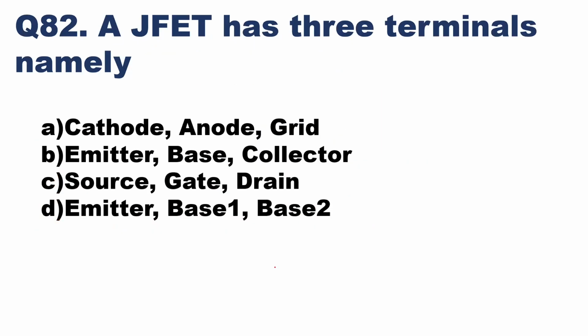A JFET has three terminals, namely: cathode, anode, grid; emitter, base, collector; source, gate, drain; emitter, base, on base. Out of these, the three terminals for a junction FET, that is field effect transistor, are source, drain and gate. So option C, source, gate and drain, will be the right answer, the three terminals of JFET, the junction field effect transistor.